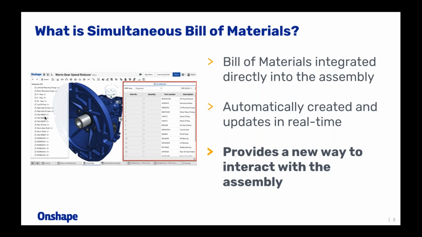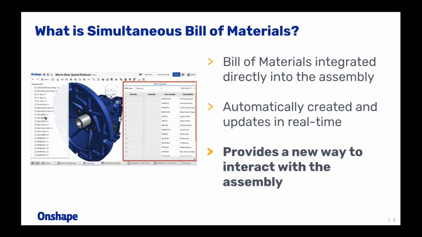Now, I want to start with, again, a simple introduction into what is a simultaneous bill of materials. In Onshape, as of the most recent update, forgive me, two updates ago now, the end of March, we added the ability to have a simultaneous bill of materials in Onshape. And it's in the assembly level.